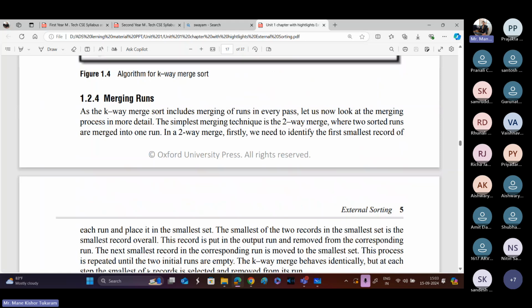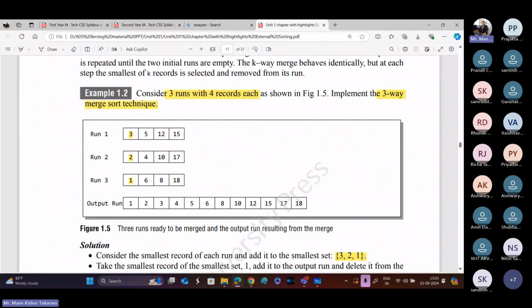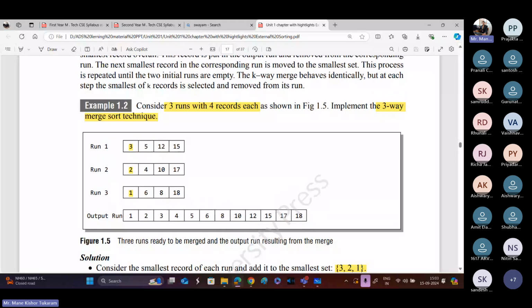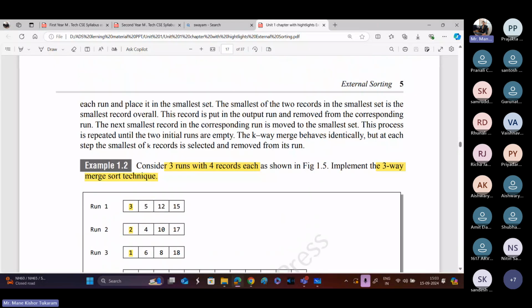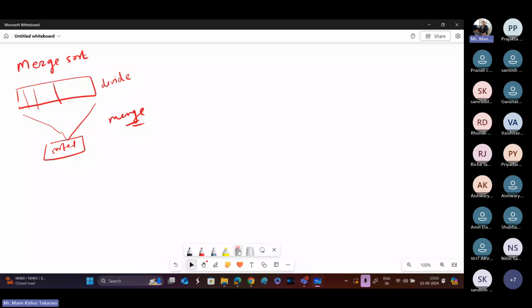So here, how to merge the runs? Let's see one more example, and then you will know how to merge the content. Now, this is an example for 3 runs with 4 records, and we have to use the 3-way merge sort technique. So 3-way merge sort technique means what? The sorting technique where we have 3 blocks to be merged.